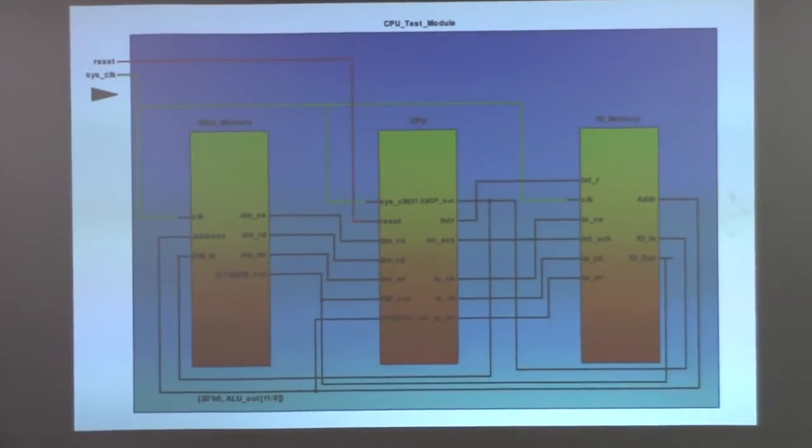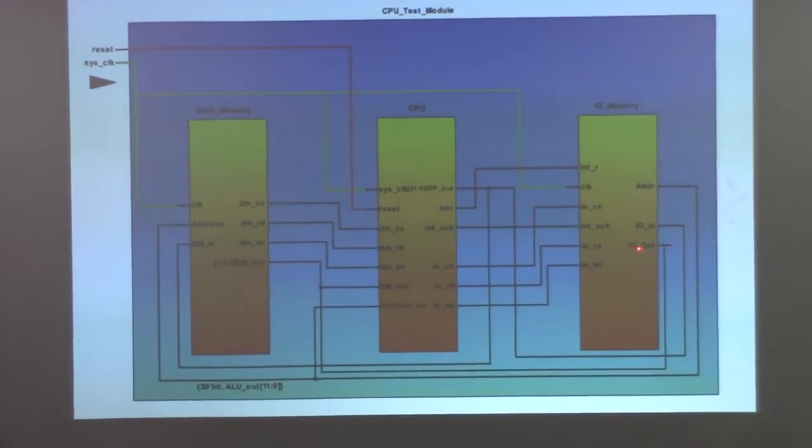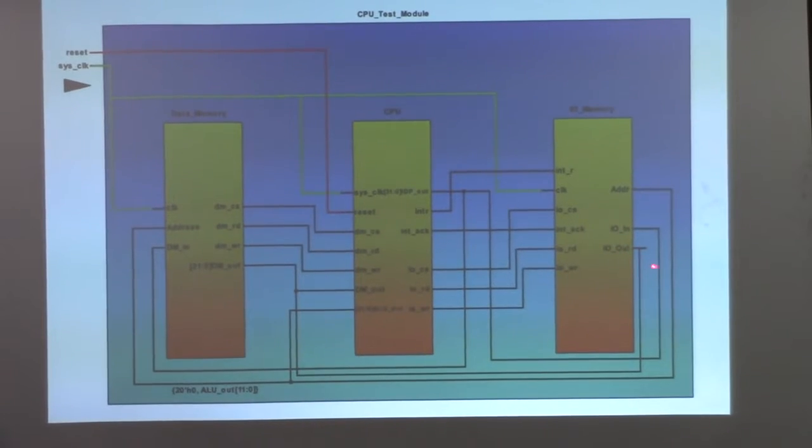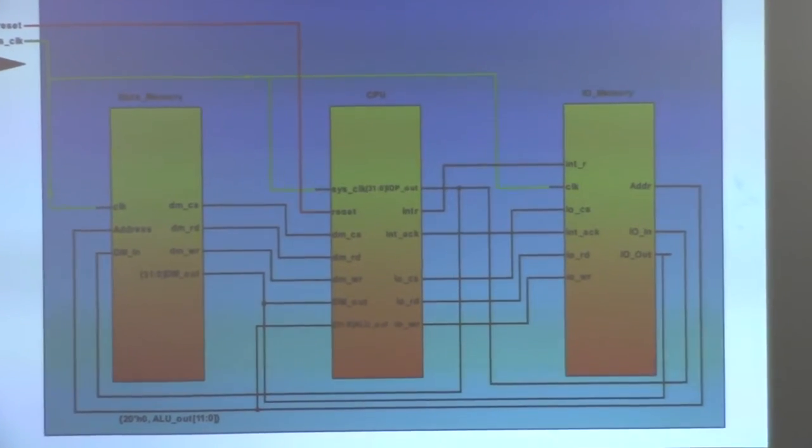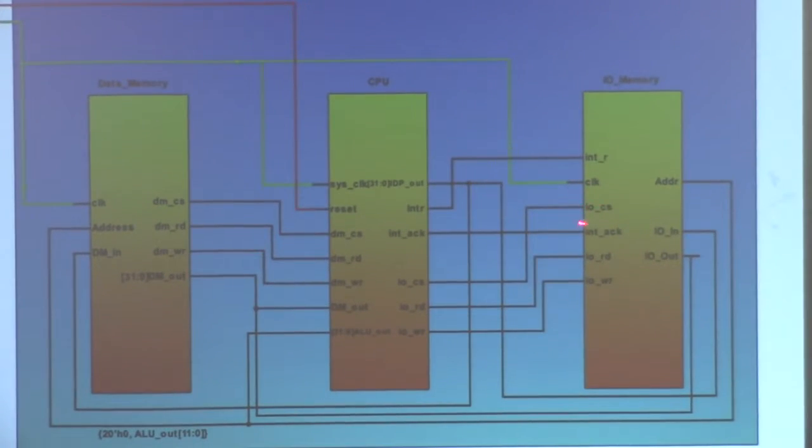If we want to read, we'll take the data from the I/O out, and that is accessed by having the I/O CS and the I/O read on simultaneously. I/O CS and I/O write must be on simultaneously if we want to write to it, which goes into the I/O in.